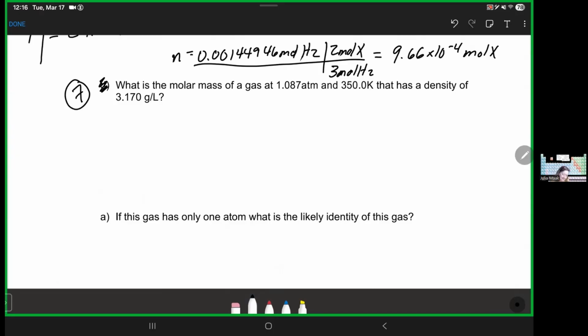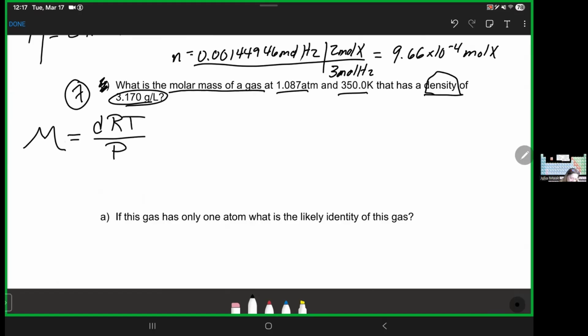So this is now asking for the molar mass of a gas. We had the molar mass of the gas earlier, but they gave us the mass of the gas. In this one, we do not have the mass of the gas. We have a pressure, we have a temperature, and we have a density. So anytime they're asking for molar mass of a gas and you're given density, your equation is, and they use this weird looking M, that's molar mass, is equal to density times RT over P.